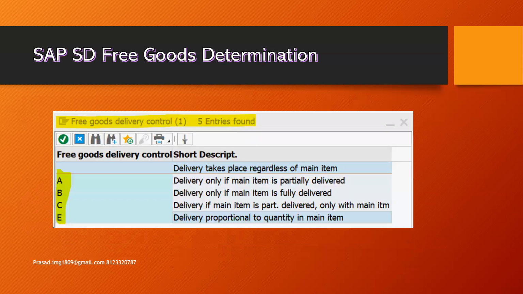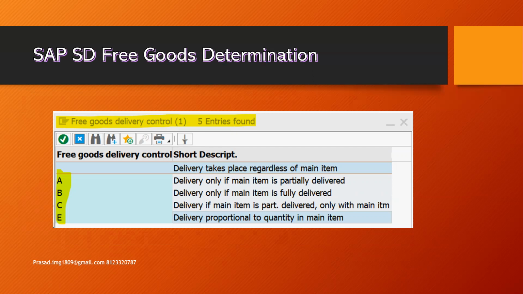So this is one more thing, like free goods delivery control, which is part of the condition record maintenance, where we can see. Normally it will always be blank in 99.9% of the clients. If it is blank, delivery takes place regardless of the main item. If it is A, delivery only if the main item is partially delivered. If the value is B, delivery only if the main item is fully delivered. If the value is C, then delivery if main item is partially delivered, only with main item. And E means delivery proportional to the quantity in the main item.